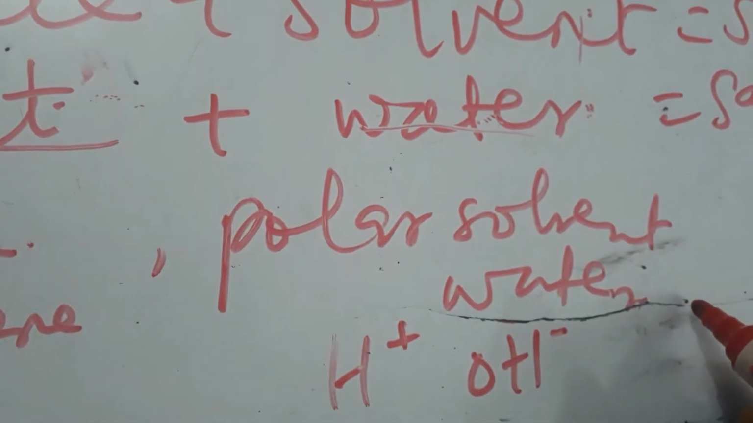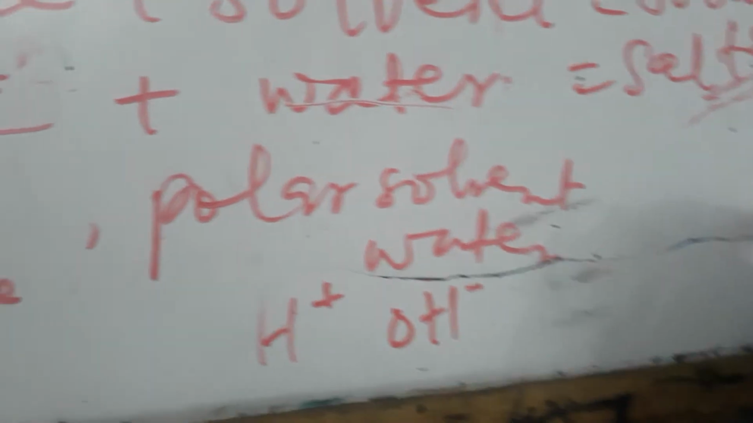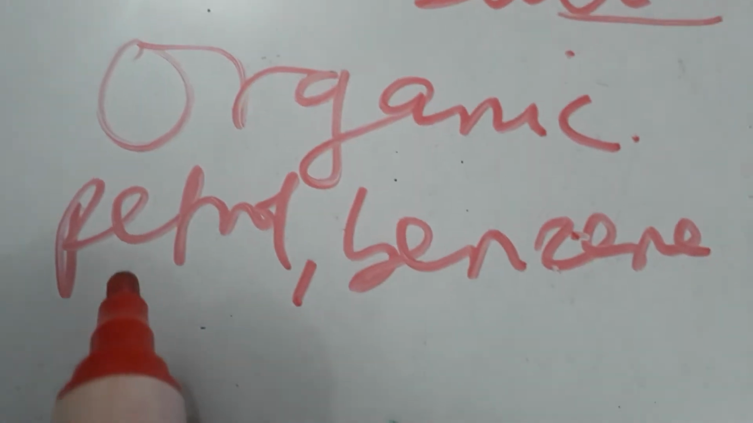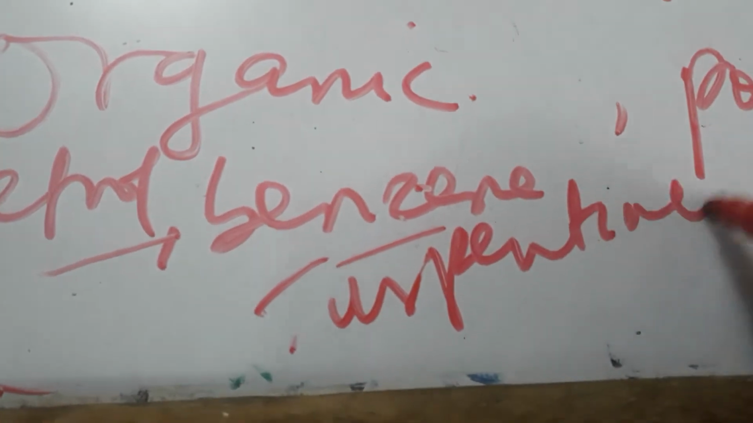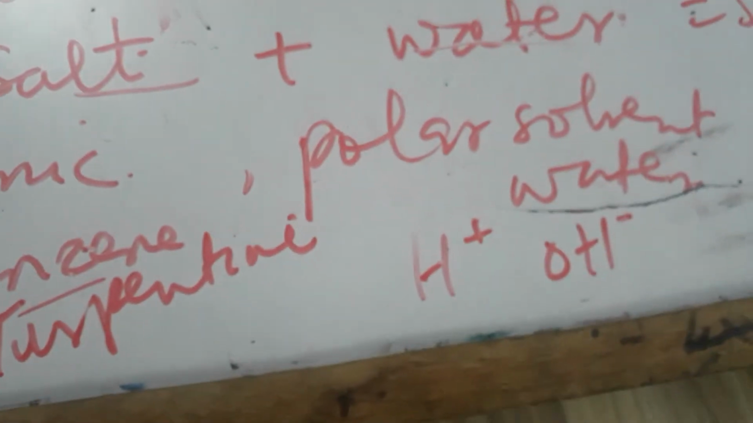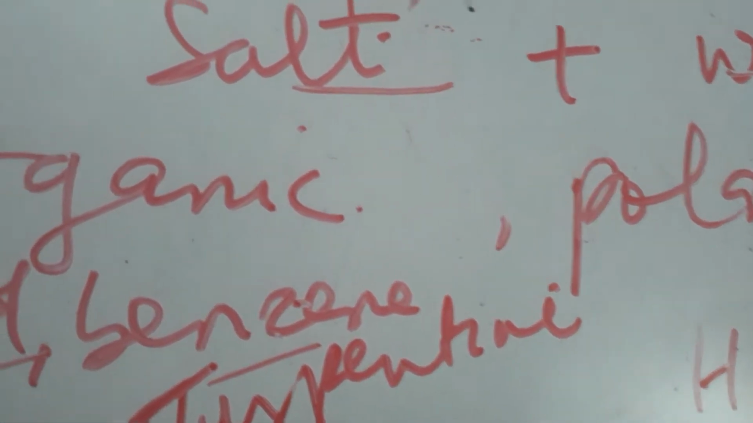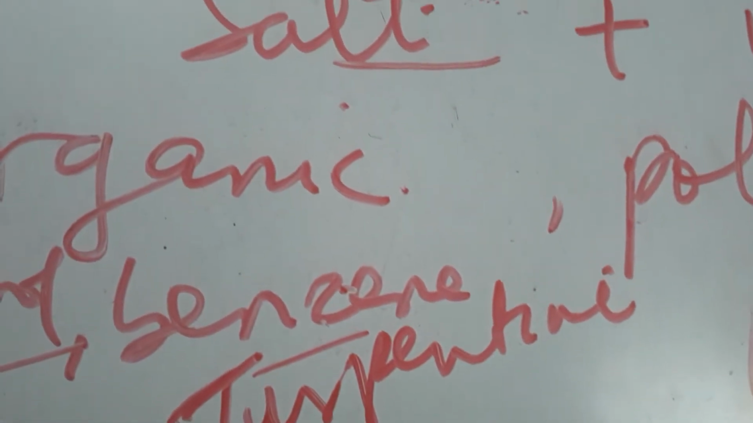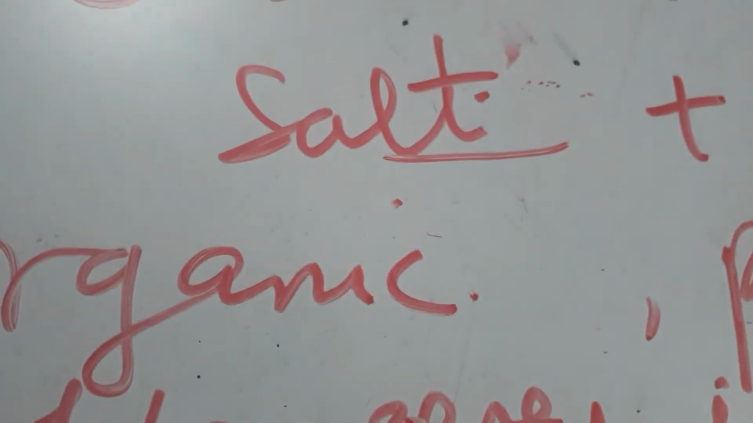Now, any substance that dissolve in water will form an aqueous solution. We say that substance is an aqueous solution. Any substance that does not dissolve in water but dissolve in other kind of solvents like petrol, benzene or turpentine and so on, those ones are non-aqueous solution. Just like I said, we have polar solvent and non-polar solvent. Polar solvent is water, while non-polar solvents we have kerosene, petrol, benzene and turpentine. These are also known as organic solvents.